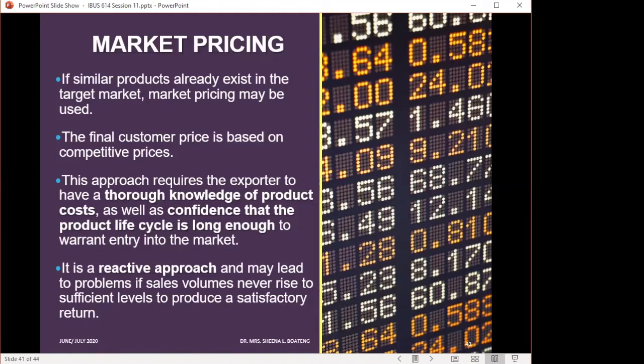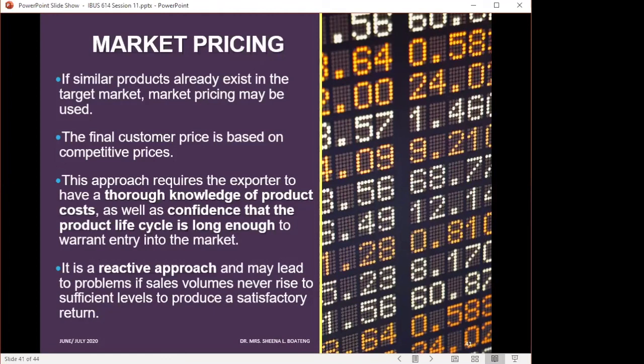Then the final type of pricing we can talk about is market pricing. And this is where the products and services are priced looking at the prevailing conditions in the market, right? The final price that you set is based on the competitive nature of pricing that is going on in the market. And it requires you as the exporter or the global marketer to have a thorough knowledge of the cost implications of producing the product, as well as confidence that the product life cycle will be long enough to help you to be able to recoup whatever investments that you have made.